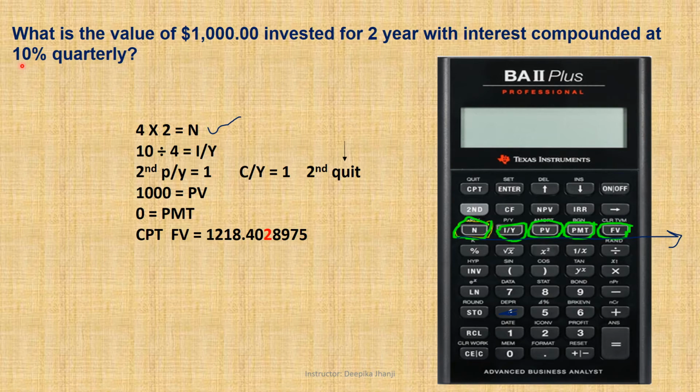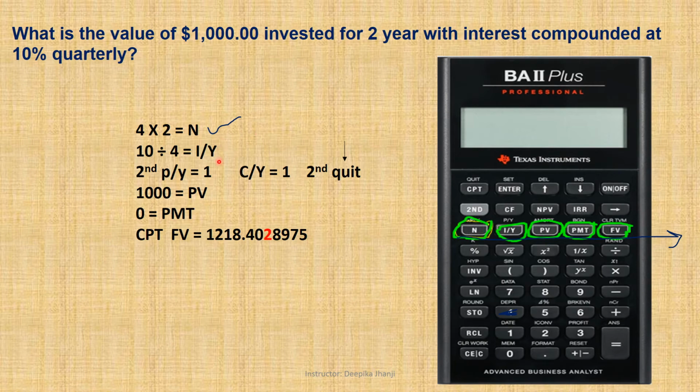Then next, for I upon y, because the interest is 10% per annum, so you will input 10 in your calculator. So input 10 and then divided by, the golden word is quarterly, so you'll divide by 4, right, equals to, your screen will show some number and then press IY. So that will input IY.